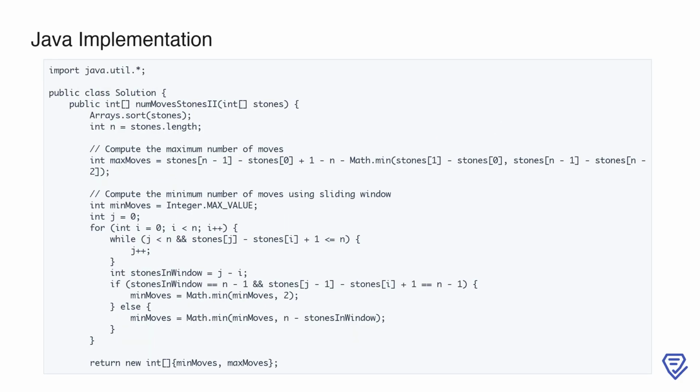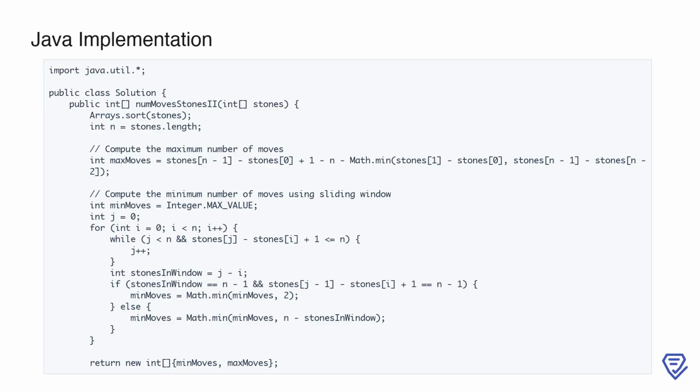Here, we start by importing the necessary libraries and defining our solution class. Inside the numMovesStonesII method, the input array stones is sorted to ensure that the stones are analyzed in increasing order of their positions. This helps simplify the calculations for the moves. Next, we calculate the maximum number of moves. The formula used determines how many positions would need to be filled to make all stones consecutive, subtracting the number of stones already present.